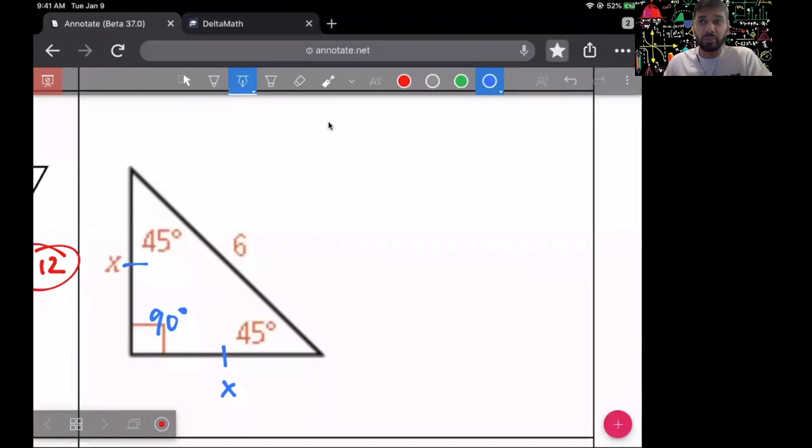So let's use the Pythagorean theorem again, because this is a right triangle. Right triangle, you can always use Pythagorean theorem. So just like before, we had a squared plus b squared equals c squared. But now a and b are like these two guys. So they're both x. So a squared plus b squared, x squared plus x squared equals the hypotenuse, which is 6, and then we square it.